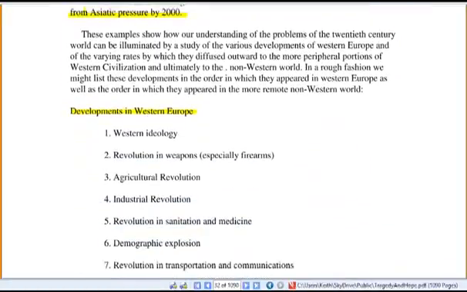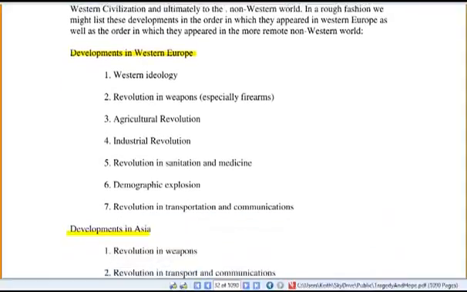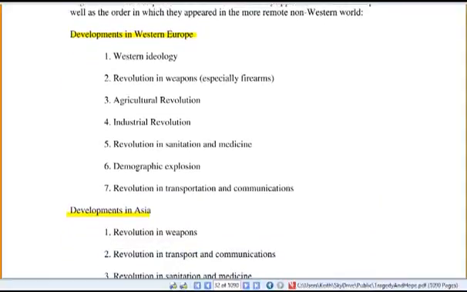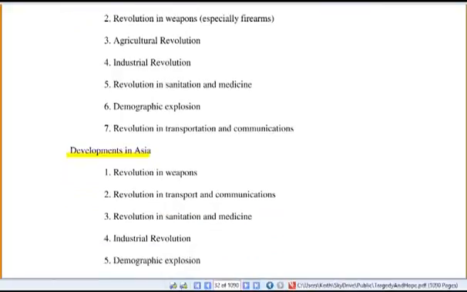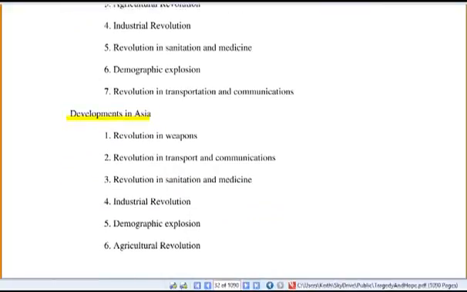Developments in Western Europe. 1. Western ideology. 2. Revolution in weapons, especially firearms. 3. Agricultural revolution. 4. Industrial revolution. 5. Revolution in sanitation and medicine. 6. Demographic explosion. 7. Revolution in transportation and communications. Developments in Asia. 1. Revolution in weapons. 2. Revolution in transport and communications.